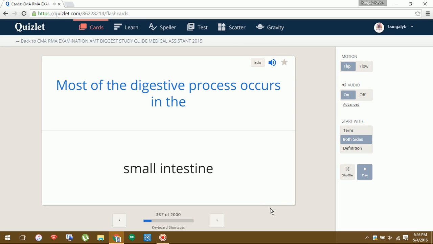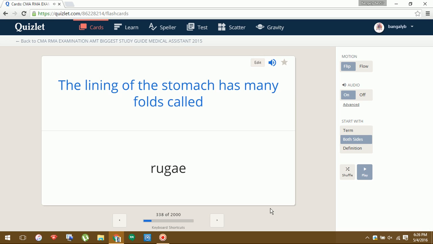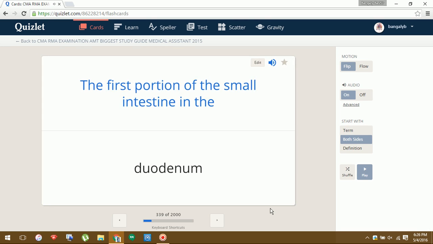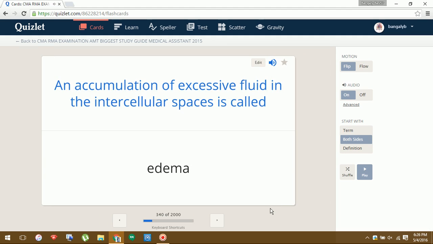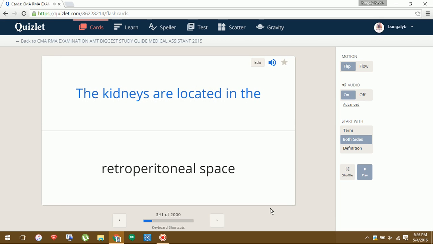Most of the digestive process occurs in the small intestine. The lining of the stomach has many folds called rugae. The first portion of the small intestine is the duodenum. An accumulation of excessive fluid in the intercellular spaces is called edema. The kidneys are located in the retroperitoneal space.